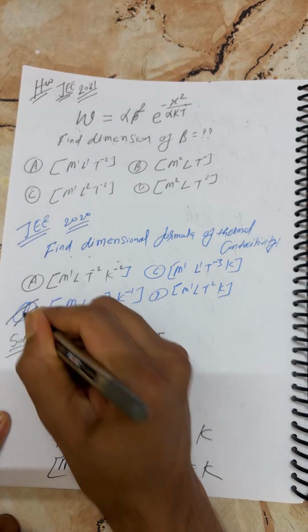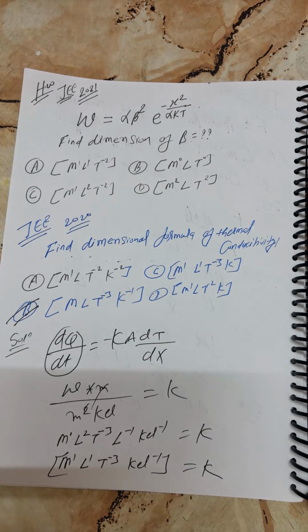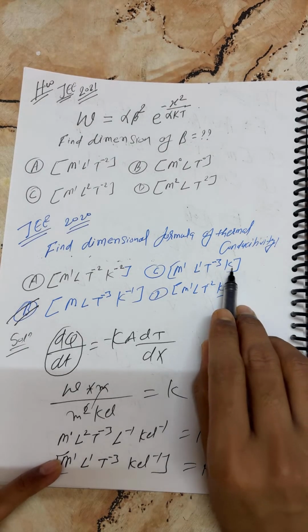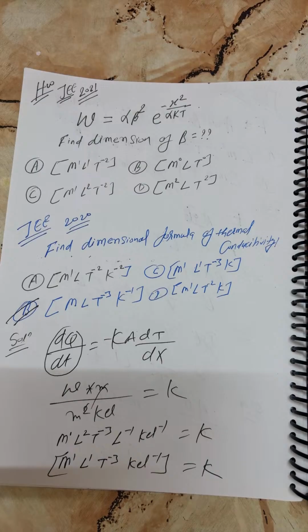Yes, Bombay, what is the answer? Correct, option C. Vedic, Bombay is the correct answer. In option C there is not a Kelvin inverse; it's Kelvin only. So Bombay is the correct answer.